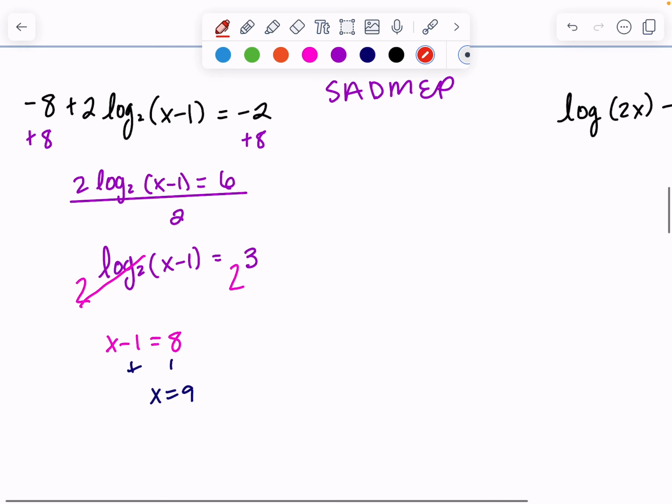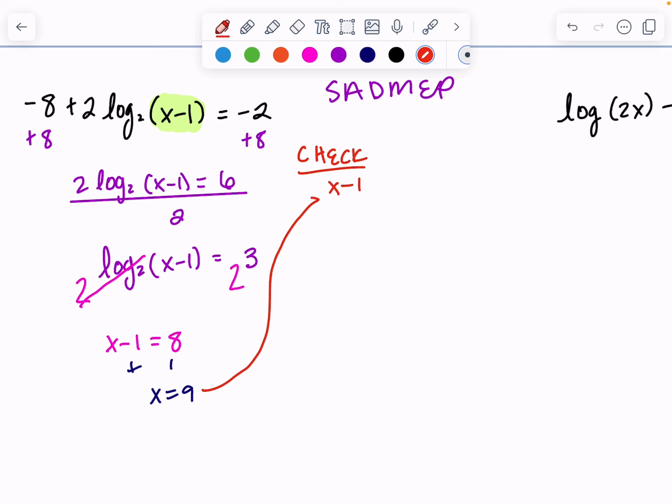Now, logarithms have one other thing we have to check for. The argument of a logarithm must be a positive number. That means it must be greater than 0. So anytime you solve one of these, we need to always double check that if we plug our value of x in, we end up with a positive number. Now 9 minus 1 is a positive number, so therefore this would work.